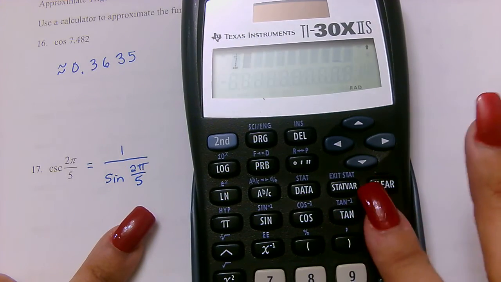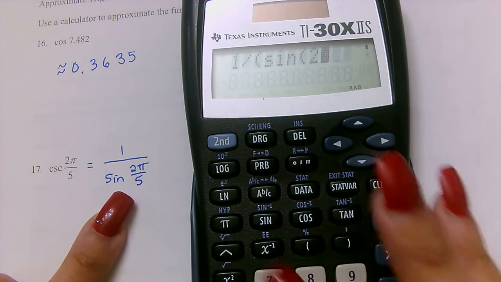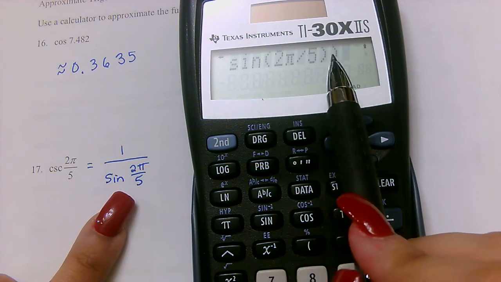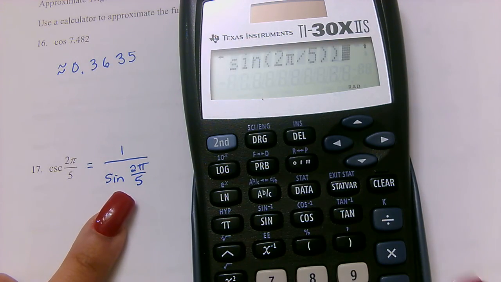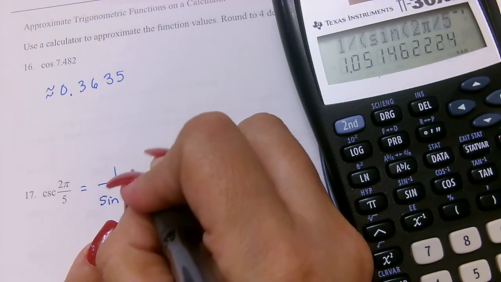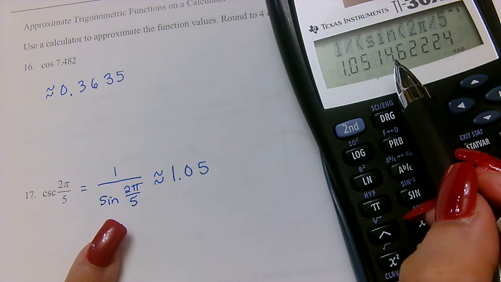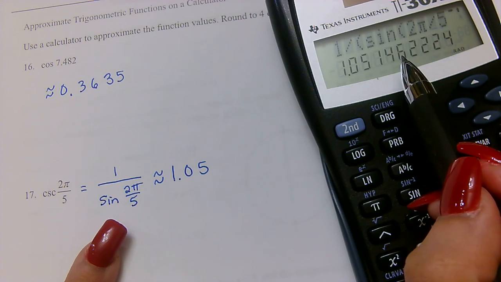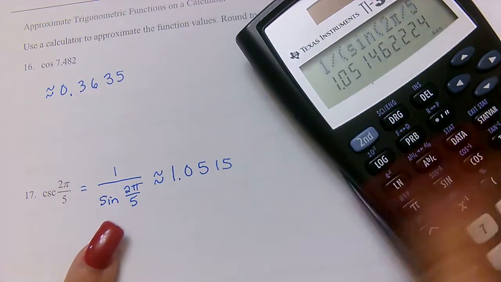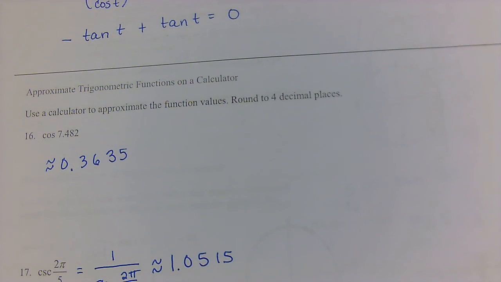I'm going to do 1 divided by parentheses sine 2 pi divided by 5, and then I'm going to close it with 2 parentheses. The first one closes the angle, the second one closes the denominator. Press enter, and there is your answer. It's going to be approximately 1.051. Again, this is a 4, but the next one over says it's a 6, so this is going to change to a 5. So it'll be 1.0515. Okay, that's how you're going to evaluate using the calculator and rounding to 4 decimal places.